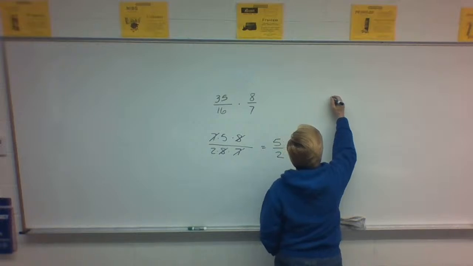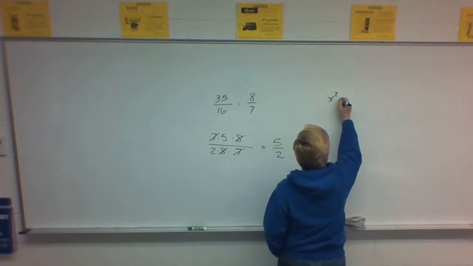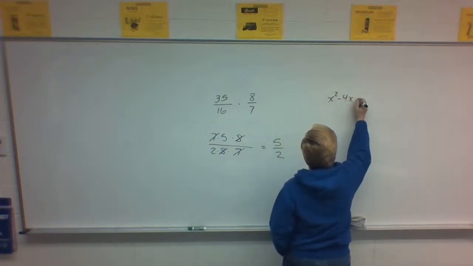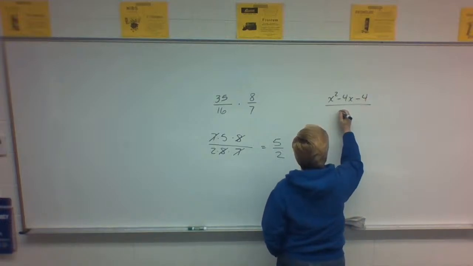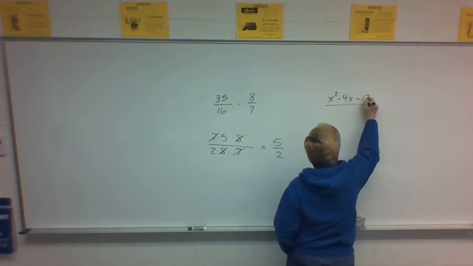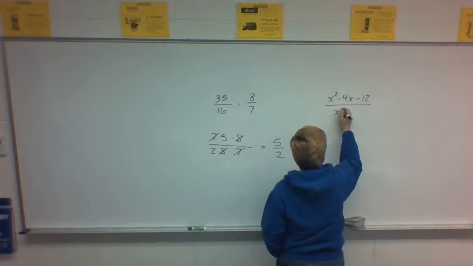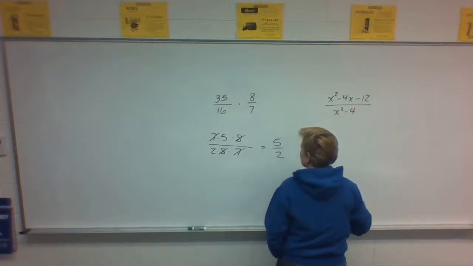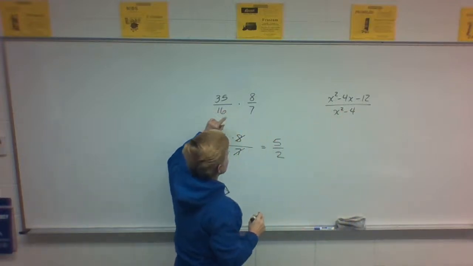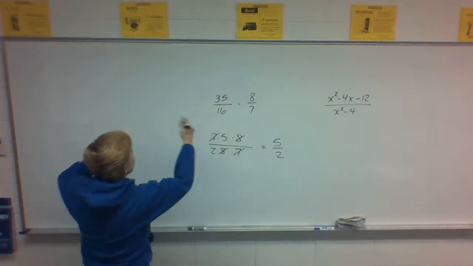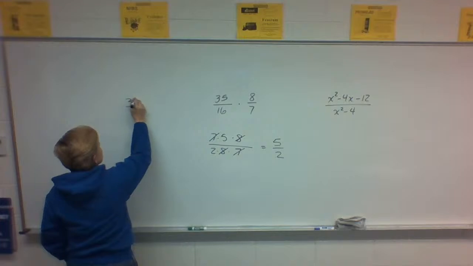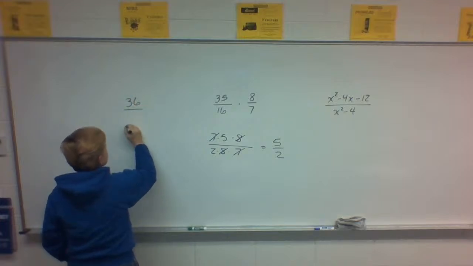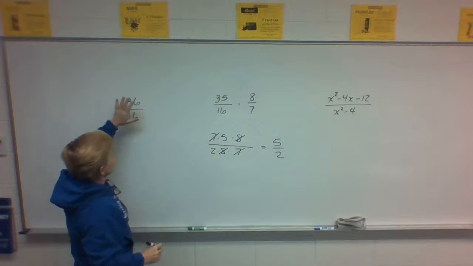Numerator. So x squared minus 4x over, it's minus 12. Oh, 12. Thought I heard a 4. x squared minus 4. Okay, now this isn't quite like this because this is taking a single. And this one right here would be like doing this. If I had 36 over 16. That would be more like just having a single expression.